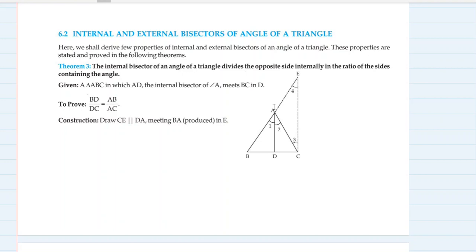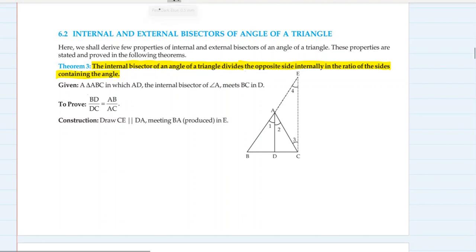Let's do it. The first theorem is the internal angle bisector theorem. It is also called the angle bisector theorem, or the internal angle bisector theorem. It says that the internal bisector of an angle of a triangle divides the opposite side internally in the ratio of the sides containing the angle.